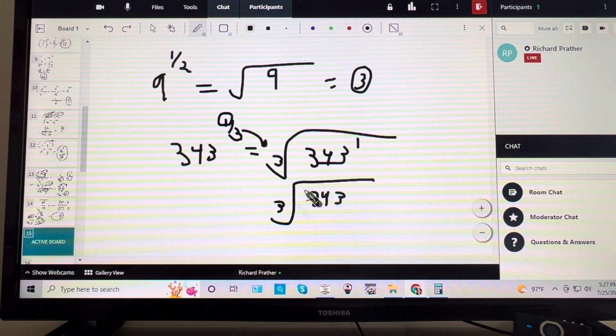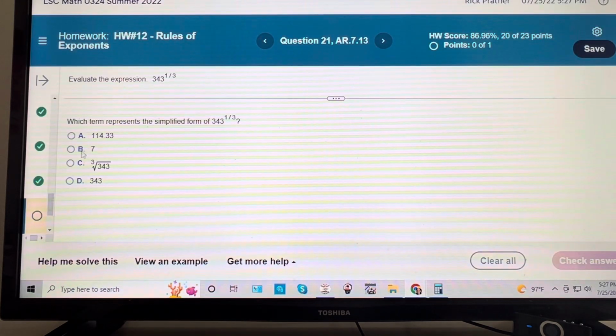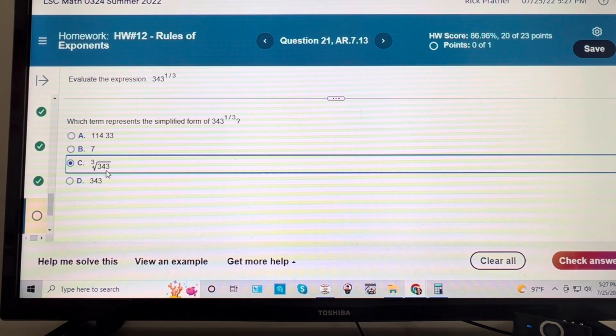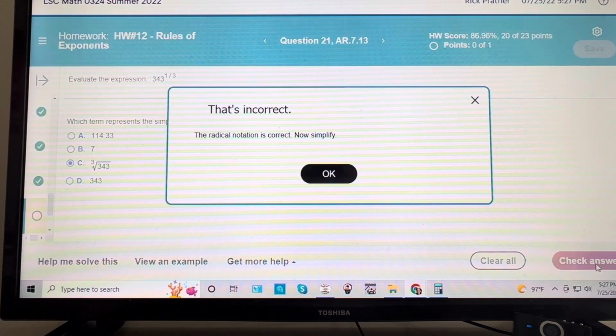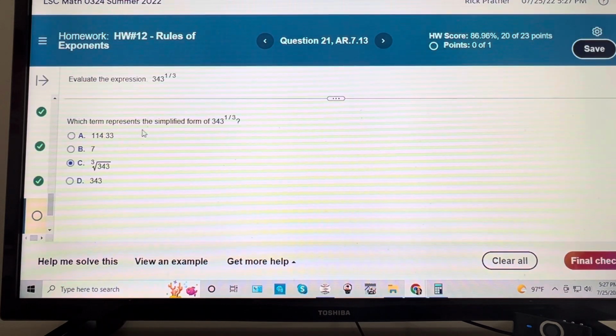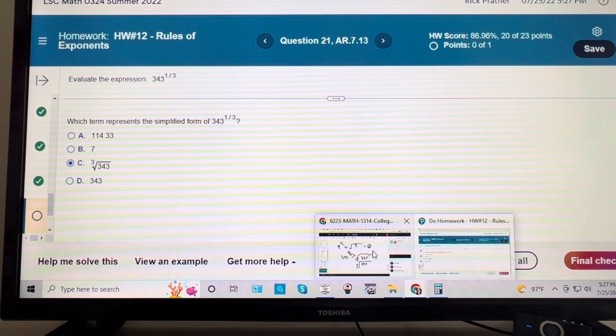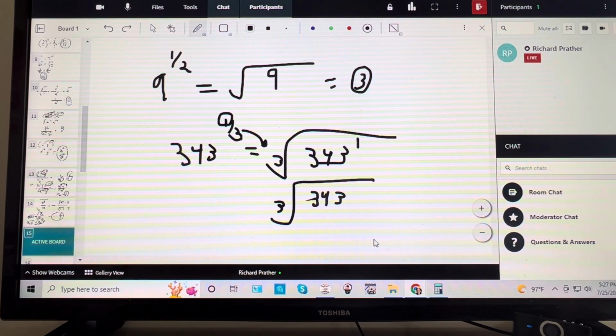So part 1 of this problem is they want you to recognize that 343 to the 1/3 is literally the same thing as cube root of 343. They want you to pick that out of the crowd. That's the cube root of 343. Maybe I didn't read it. What does it say? Which term represents the simplified form? Okay, so I see why that's not the answer. So that's what it is at first, though. But they said simplified, so is there any way to simplify this?